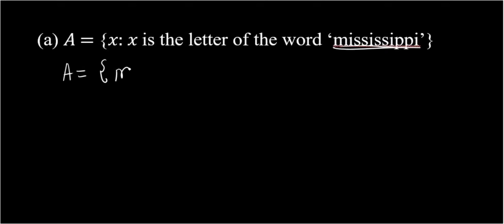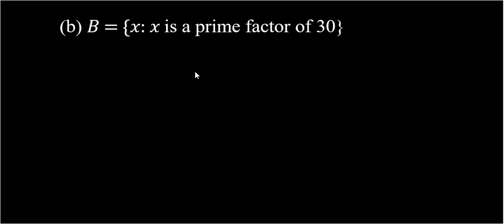We start by writing M, comma, then the next one is what? S, comma, then the next one is what? P, comma, then the other one is what? I. Just like that, without repeating the letters in a given word. So let's go to the second question.